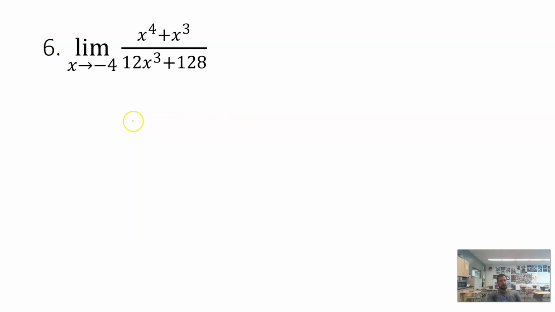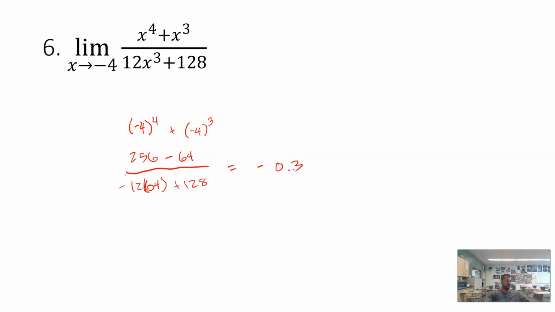Number 6, I take negative 4 and I plug it in. I get negative 4 to the 4th plus negative 4 to the 3rd. Negative 4 to the 4th is 256. Negative 4 to the 3rd is negative 64, over 12 times negative 4 to the 3rd, which I'll just put as negative 64. So 12 times negative 64 plus 128. Quite honestly, I'm not even sure what that number is, but I can figure it out real fast. So 256 minus 64 divided by negative 12 times 64 plus 128 gives me negative 3/10, or negative 0.3, is what the calculator spits out on that one, okay?